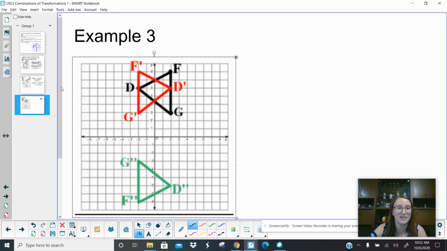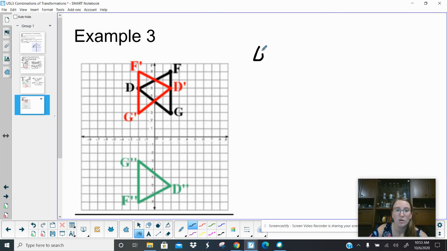Okay, last example here. So I'm going to guide you less through this. I want you to try it completely, pretty much on your own. We are looking at triangle DFG to triangle D prime, F prime, G prime. Actually, I'm going to let you try it. Find those two shapes. Go through the list. What do you think happened?